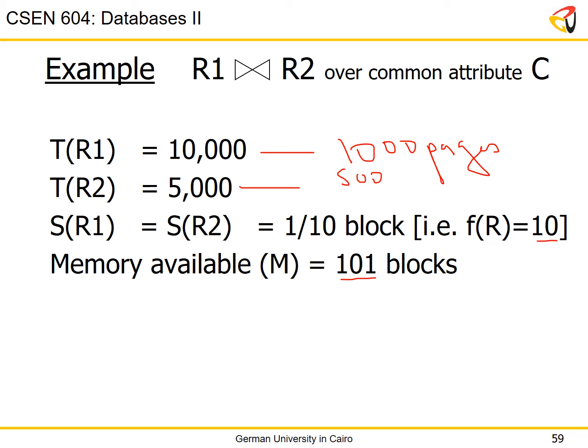Now, I am given the following, that to run this SQL join, my M is 101 blocks. So I have 101 pages in memory available for me to use whatever way I like to actually perform this join. But obviously this is way less than what I want, because I have 10,000 rows and 1,000 pages in R1, and I have 500 pages in R2. And I just got 101 pages available to me. Okay?